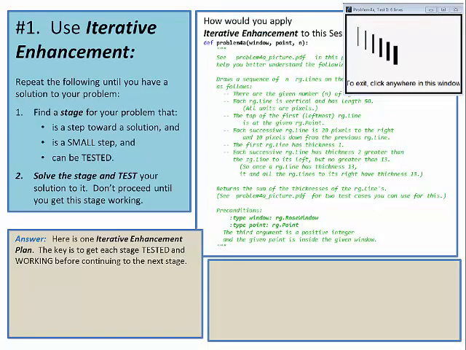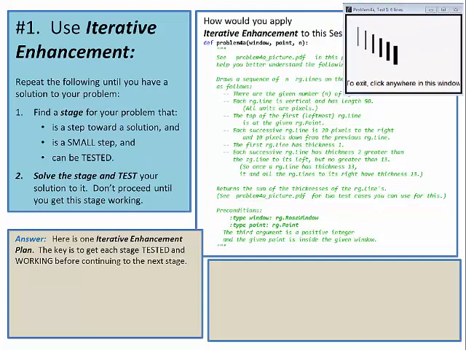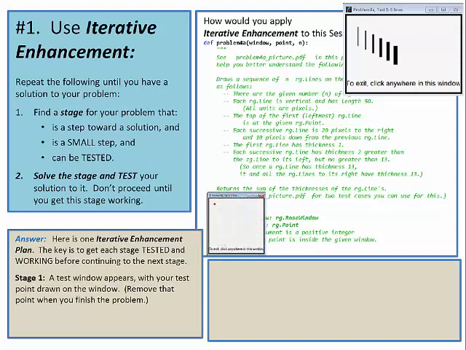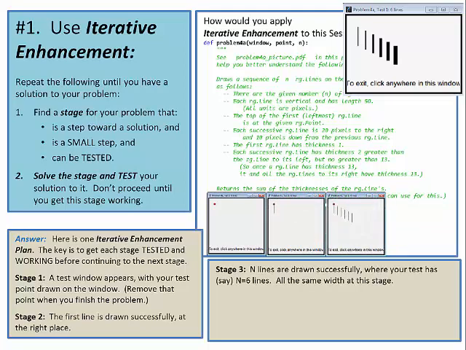So here's one possibility. Remember, the problem we're trying to solve is to get the lines to be drawn like that. A bunch of them in a sort of downward right direction with increasing thicknesses. So one plan would be to first get your test window to show up, and perhaps you would draw your test point and later remove that point, but it's there for purposes of testing the next stages. The second stage might be to draw just the first line at the right place. The third stage might be to draw all n lines, still thin though, no thicknesses yet.